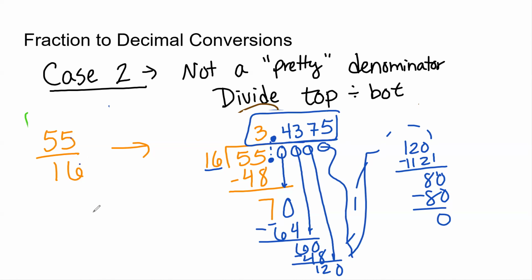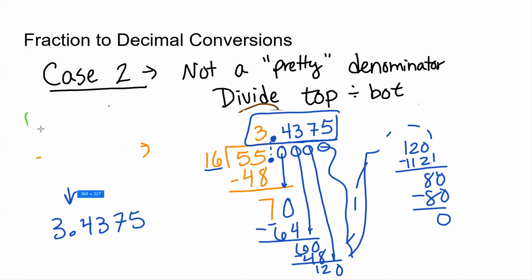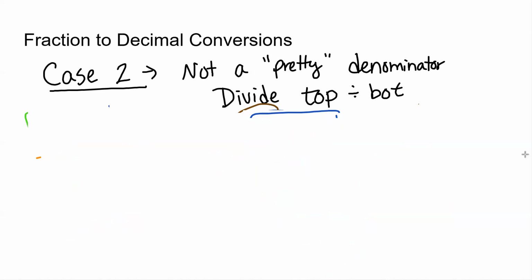So 55 over 16, the decimal is 3.4375. The fancy way to say that would be 3 and 4,375 ten-thousandths. Okay, let me show you one more that's improper, and then we're going to go to the calculator. Try not to do such a big one this time.